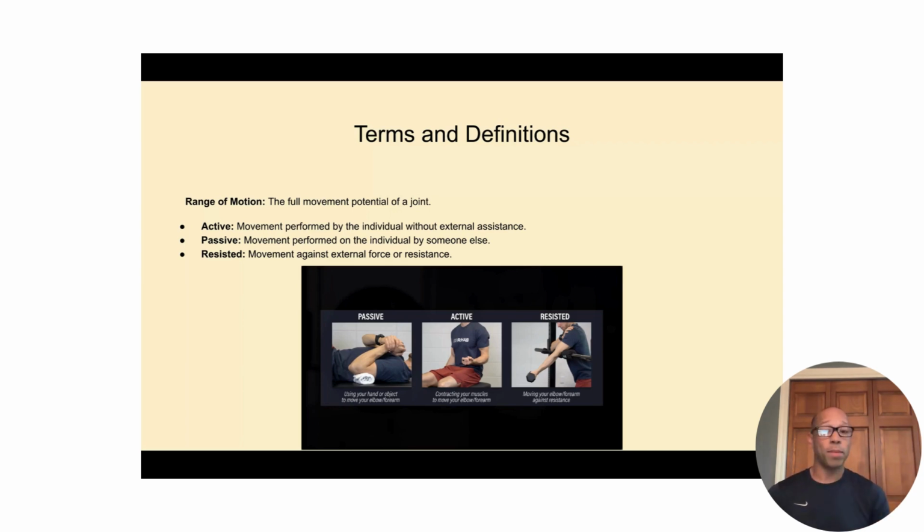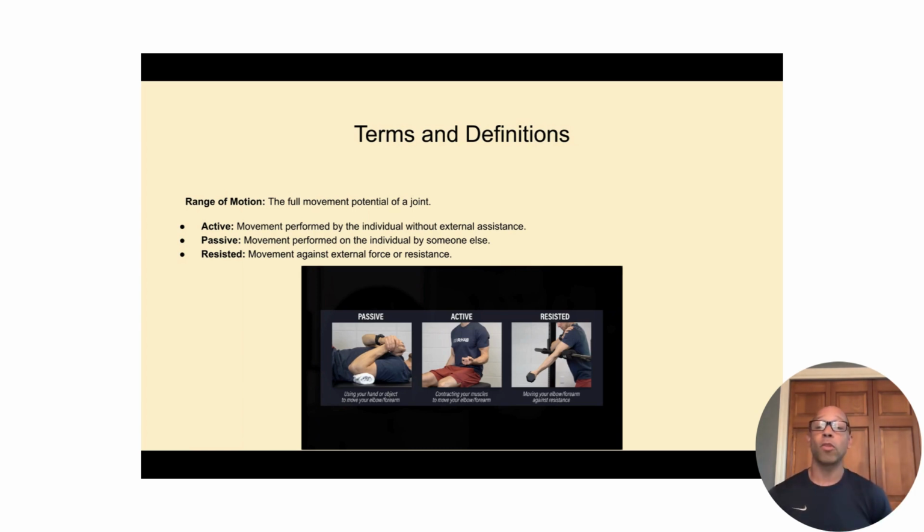Passively, I'm not actively doing it myself. Maybe I am with the other hand, or I might have a therapist that's moving my arm through this range of motion. So I am not using my bicep to do this, or any other muscle group. I'm allowing something else externally to passively move me. I'm just being a passive participant right now. I'm not an active participant, which is me doing this. Now I'm a passive participant.